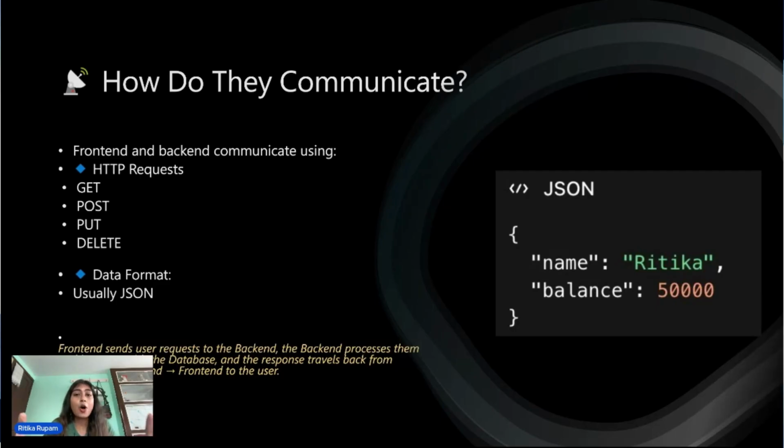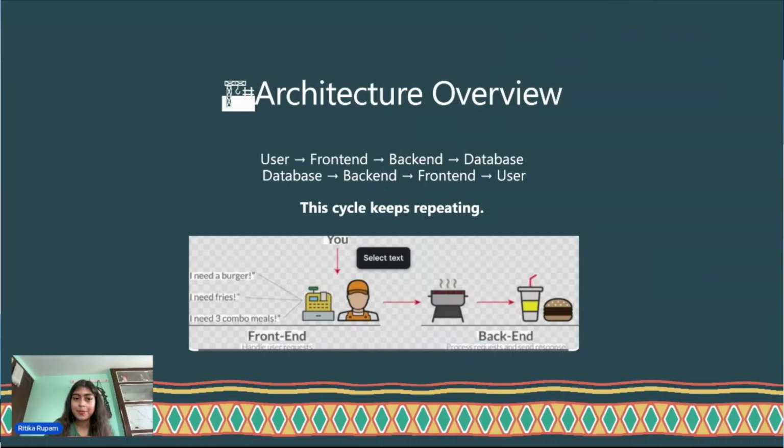And what is the format of the data? That is the JSON format. I already told you, right? The JSON format is in the form of keys and values. So on the right hand side, you can see name is the key and Ritika is the value of that particular key. The front end sends the request to the back end. The back end processes it and interacts with the database, and the response travels back from the database to the back end to the front end, which the users see on the application.